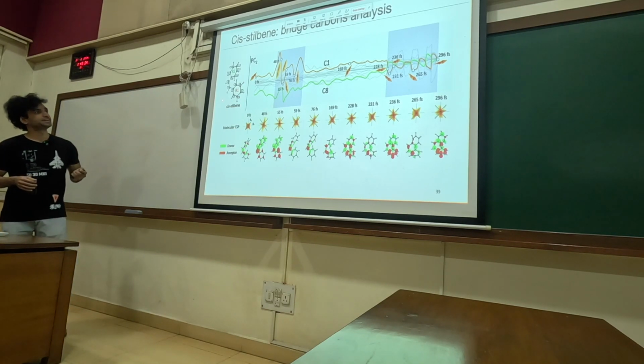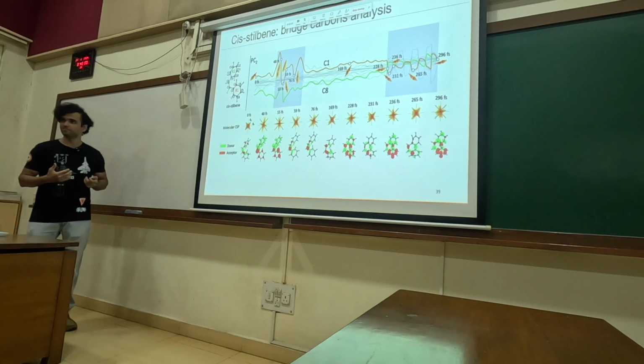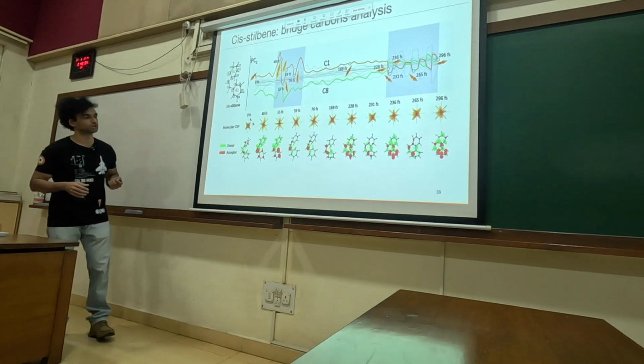Here we are trying to study this particular molecule. It has two rings, R1 and R2, and two bridge atoms connecting these two rings. We wanted to see, if the geometry of this molecule is changed along this bridge, how the donor-acceptor behavior is changing, and what structural changes are happening in this particular molecule.